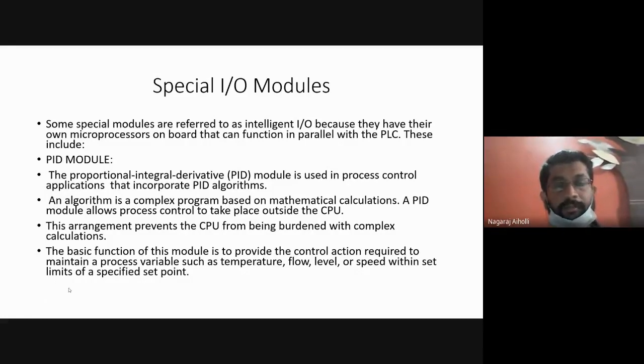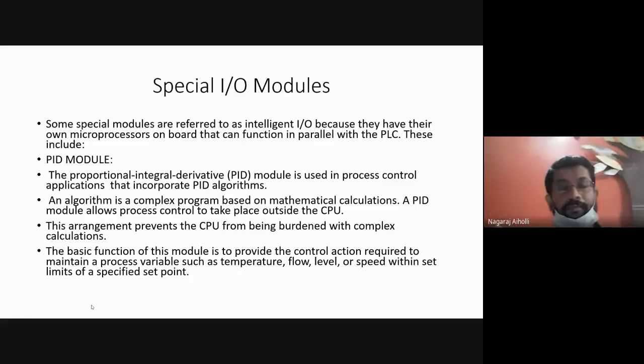It is an algorithm, a complex program based on mathematical calculations. It allows process control to take place outside the CPU. It is the arrangement which prevents the CPU from being burdened with complex calculations. The meaning of this is the PID module, it is a different module. CPU is a different module.